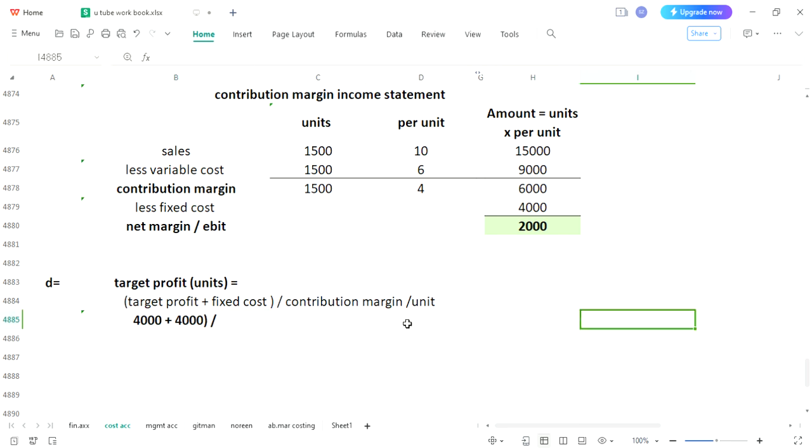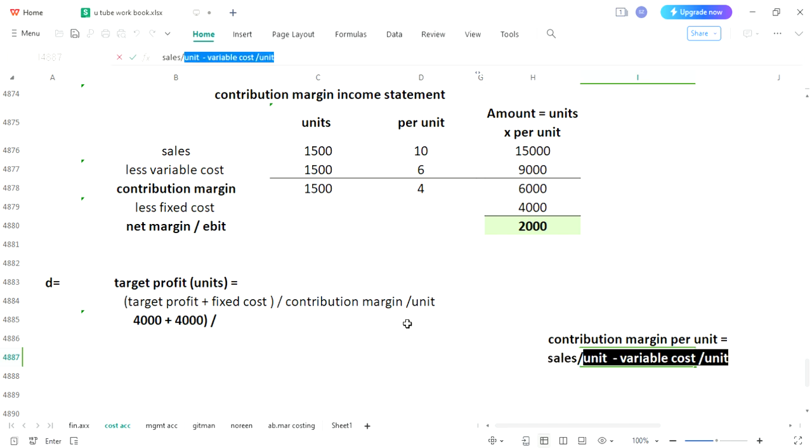As you know that contribution margin per unit would be calculated as sales per unit minus variable cost per unit, which would be subtracted from sales per unit.